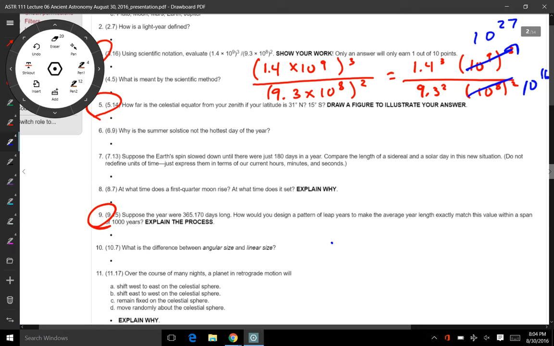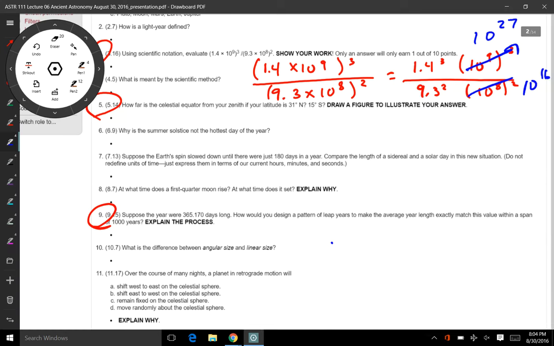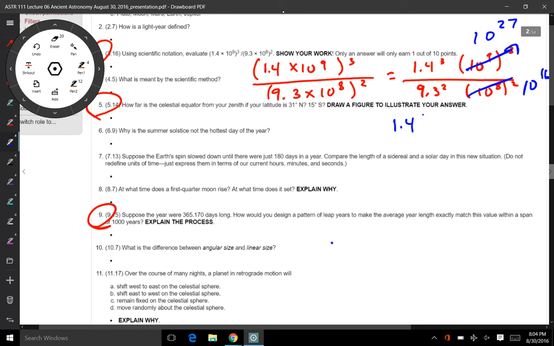Now, what's 10 to the 27 divided by 10 to the 16? Do you know what the rule is for that? It's very simple. You subtract the exponent of the lower one from the exponent of the upper one, as long as they're both the same number. So it's 10 raised to and 10 raised to, so I can use that rule. 27 minus 16 is 11. So what I'm left with is 1.4 cubed over 9.3 squared times 10 to the 11.